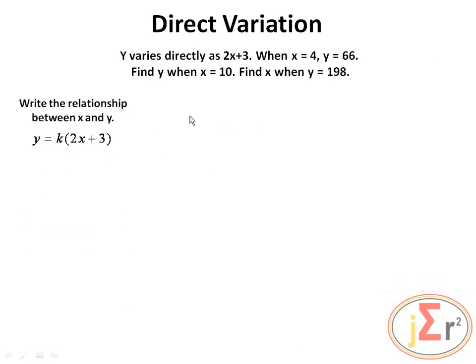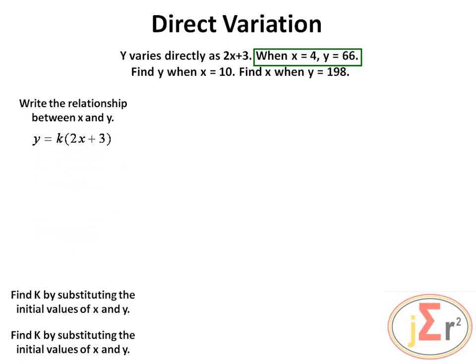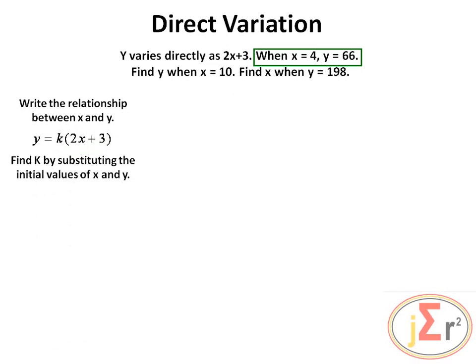That is our problem. Y varies directly as 2x plus 3. When x is equal to 4, y is equal to 66. So find y when x is equal to 10, and find x when y is equal to 198. Find k by substituting the initial values of x and y.